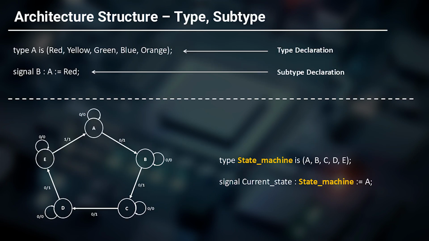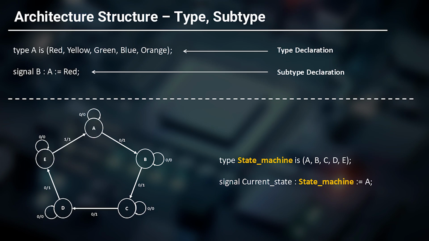Now let's talk about type and subtype. As you can see in this example, a type called A is defined and the values that this type can hold are red, yellow, green, blue, and orange. After that, a signal called B is defined as this type and its default value is set to red. Types and subtypes are widely used in VHDL, especially for designing state machines.